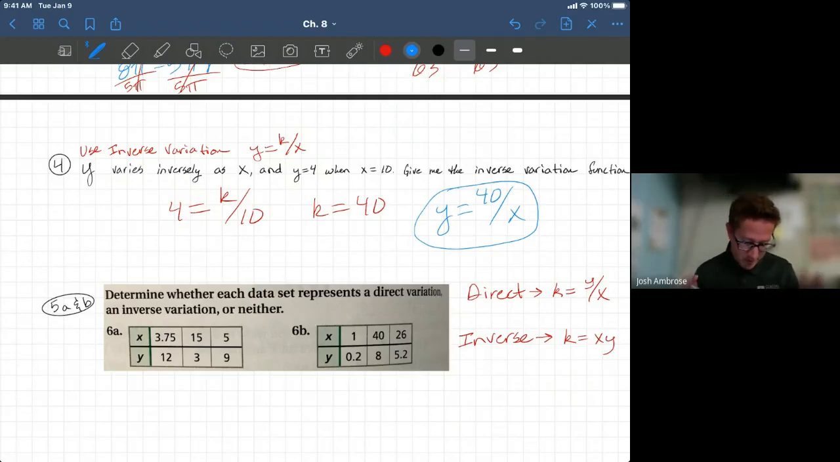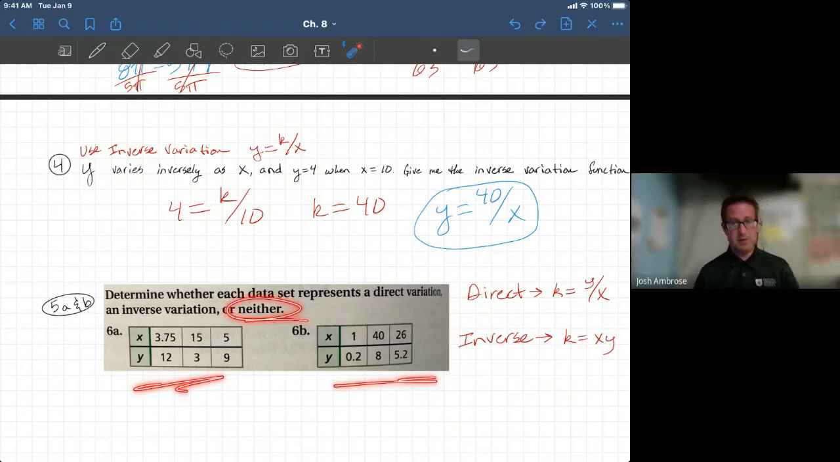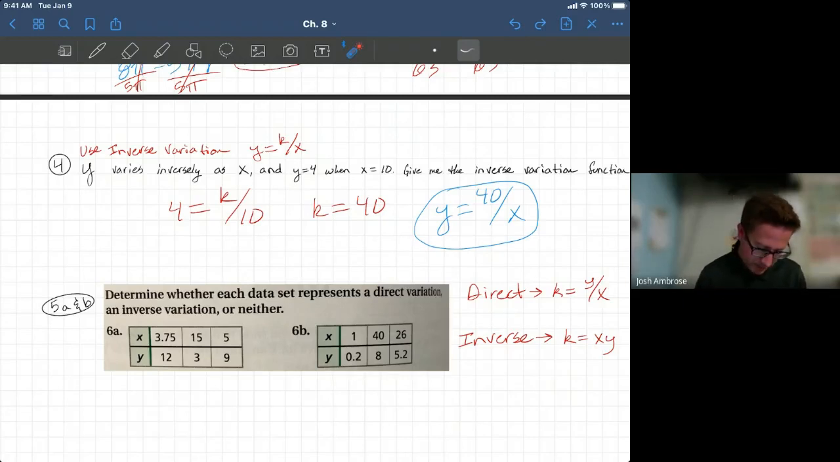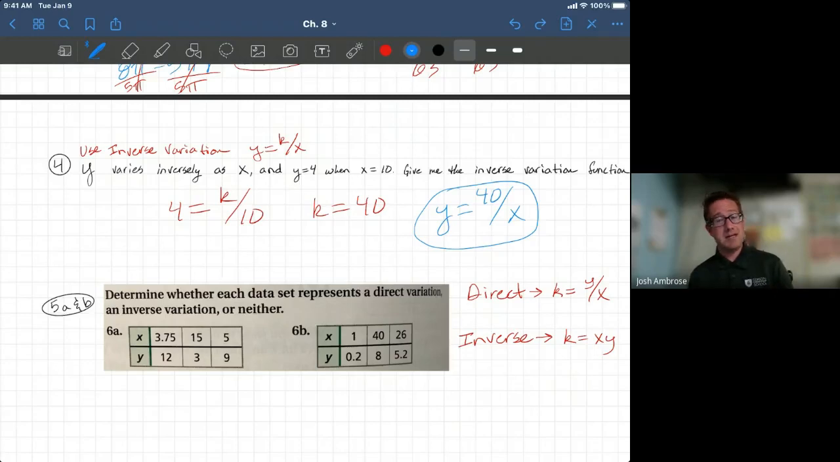Last problem, we are going to determine if these charts that are given are either direct variation, or inverse variation, or neither. Just use the first two numbers, and that should be more than enough to figure this out. So step one, determine if it's direct variation. If it's not, move on to inverse. If it's not, it's neither.